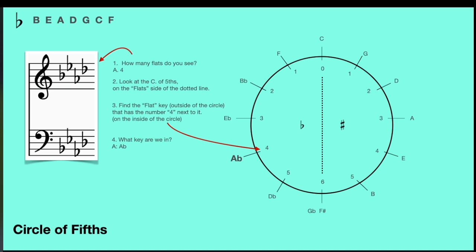So let's look at the circle of fifths. This is a flat key, right? So we're on the left-hand side of the diagram. Find the number 4 on the inner part of the circle. What letter's next to that? A flat. Guess what key we're in? We're in A flat. Now this is where it's going to get kind of cool.